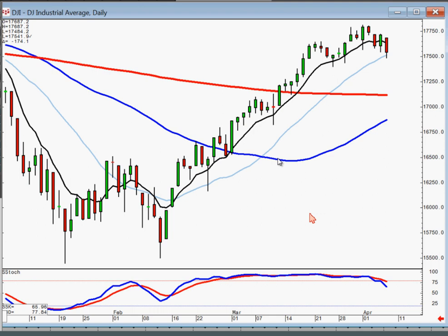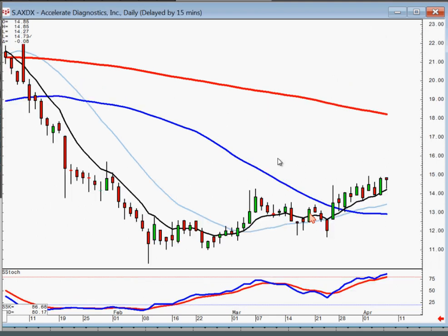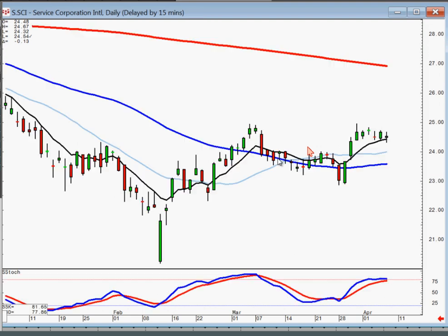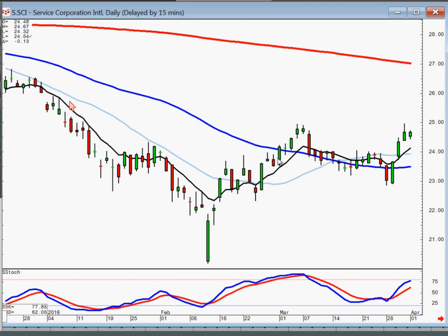What's the best time to get into a belt hold? When you see it confirming, this is a belt hold. Belt hold is when they gap it way out of the trading range and bring it back up into the trading range. That's your reversal signal.